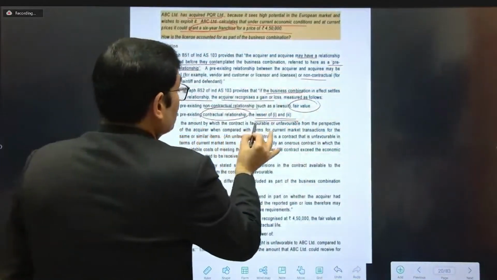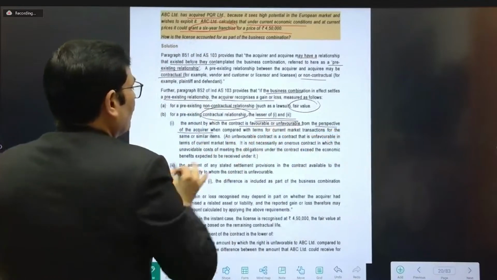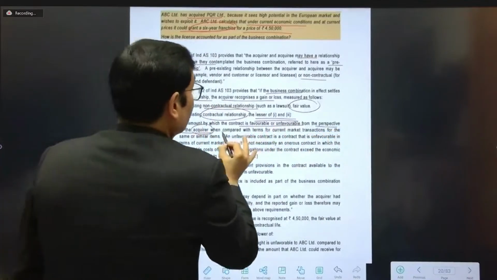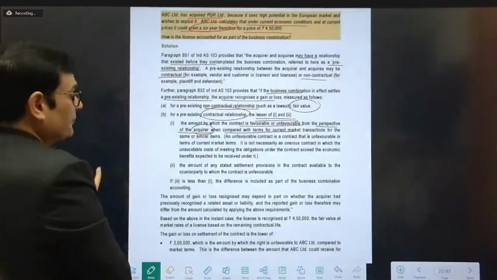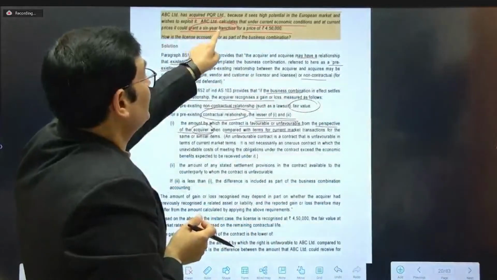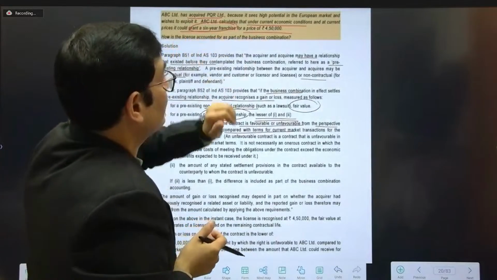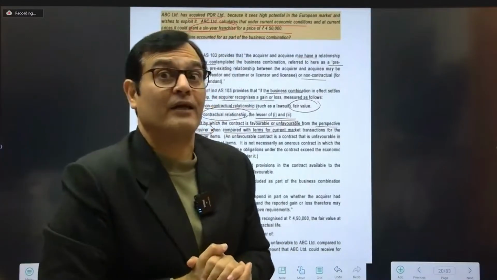The amount by which a contract is favorable or unfavorable from the perspective of the acquirer when compared with the current market terms. He says, do one thing. Ask yourself a question. If I would have granted the right as of today, what is the fair value I would have charged? 4,50,000. He said very clearly, ABC calculates under the current conditions and at the current prices, if I give a 6-year franchise, I would have given it at 4,50,000.